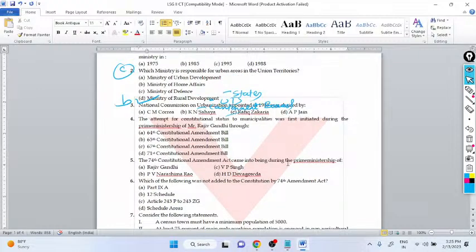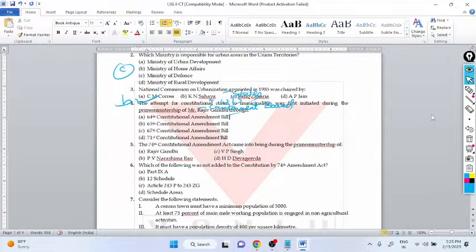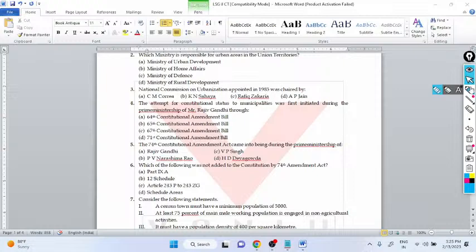Okay. National Commission on Urbanization, appointed in 1985, was chaired by... yes. Okay, that is the 65th Amendment, 1989.